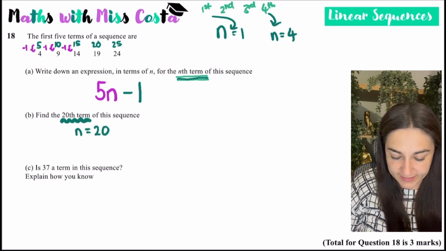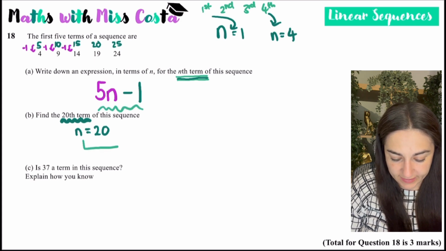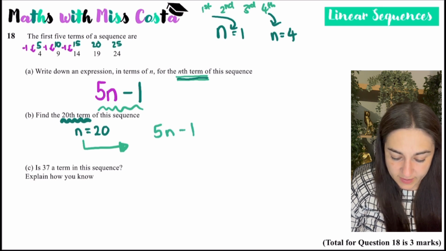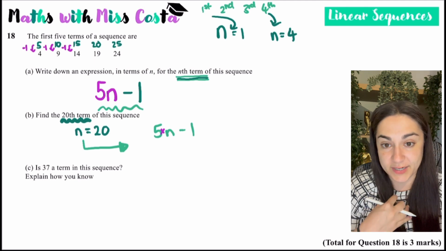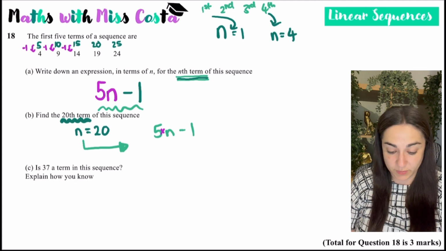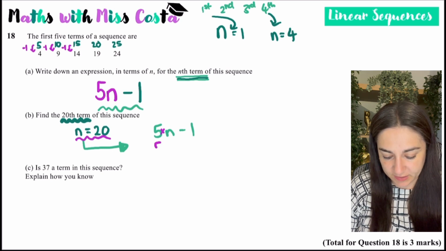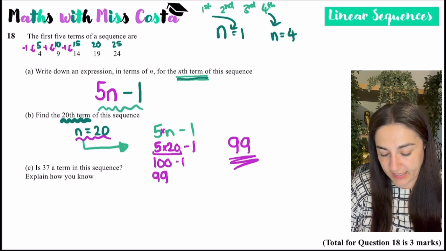And then this is the rule of the sequence. So I put n equals 20 into this rule. So 5n take away 1 means 5 times n, because remember, whenever a number and a letter are next to each other in algebra, it means they're being multiplied. So 5n, I've said n is 20, so I'm going to do 5 times 20, take 1. So 5 times 20 is 100, 100 take 1 is 99. So the 20th term of the sequence is going to be 99.